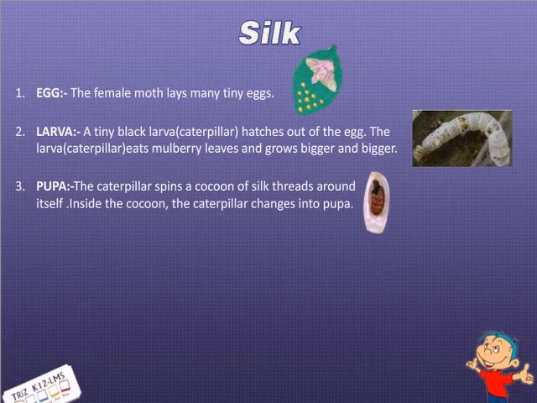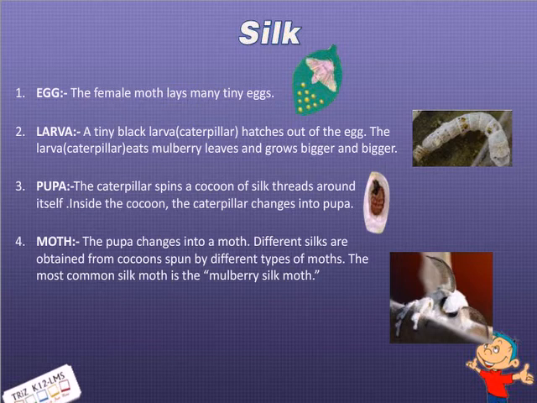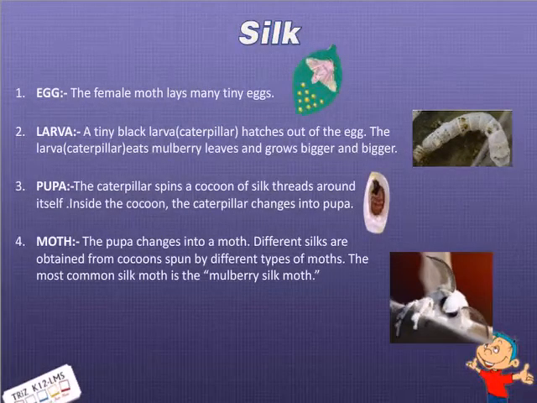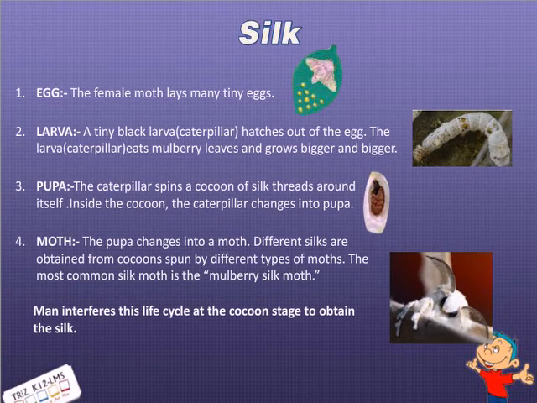Pupa. The caterpillar spins a cocoon of silk threads around itself. Inside the cocoon, the caterpillar changes into pupa. Moth. The pupa changes into a moth. Different silks are obtained from cocoons spun by different types of moths. The most common silk moth is the mulberry silk moth. Man interferes in this life cycle at the cocoon stage to obtain the silk.